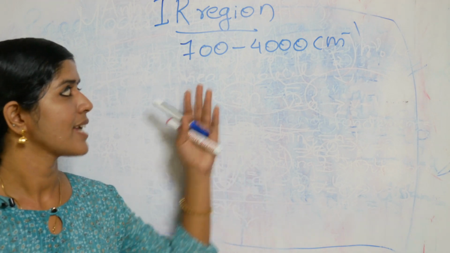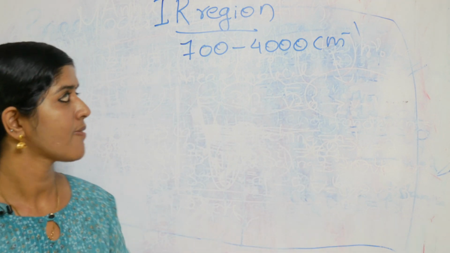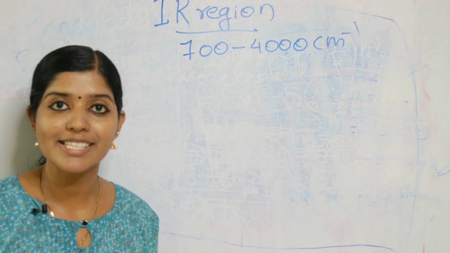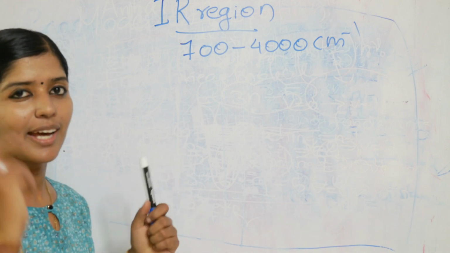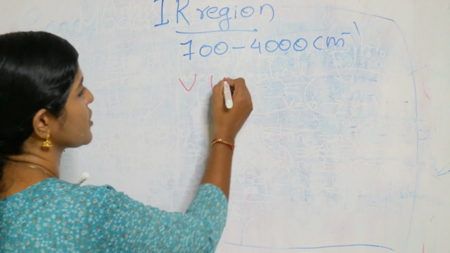So the IR region generally ranges from 700 to 4000 centimeter inverse. Okay, so we know VIBGYOR, right? That is a code for remembering these values. VIBGYOR.